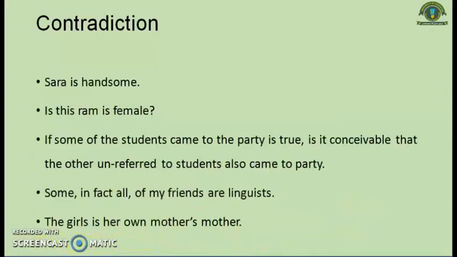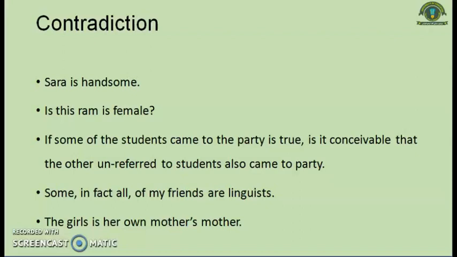Come to the next example, that is, Sarah is handsome. So this must be false because Sarah is a woman and a woman cannot be handsome. This word is peculiar to men. So Sarah is beautiful, not handsome.